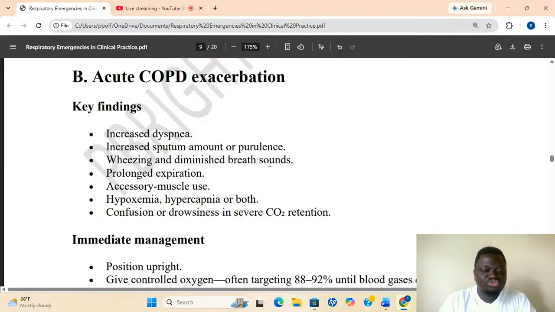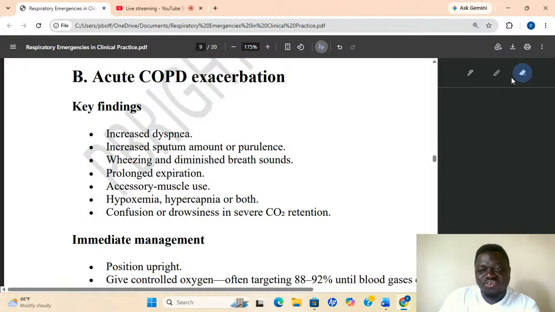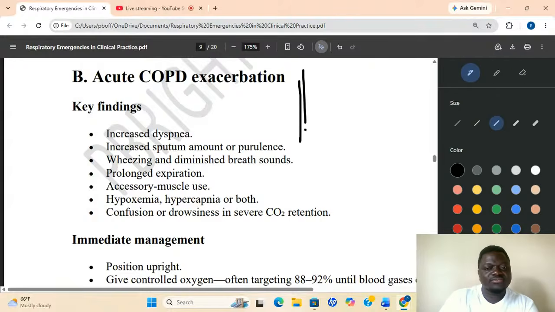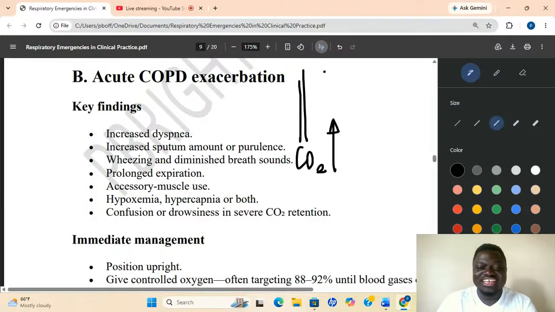So these are the things you should know. They build a lot of CO2. They easily become confused, drowsy in severe CO2 retention. I've explained the physiology to you. Sometimes the nurse will think, let me give a lot of oxygen to COPD patients. You give a lot of oxygen, yes, saturation has increased to 98. What does it mean?